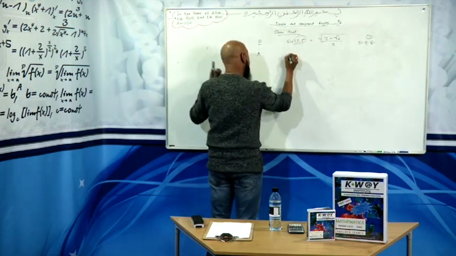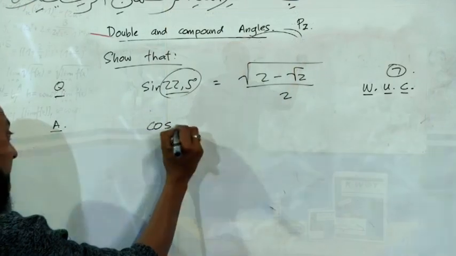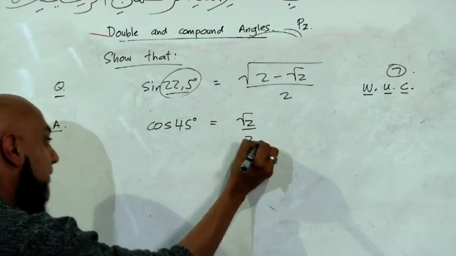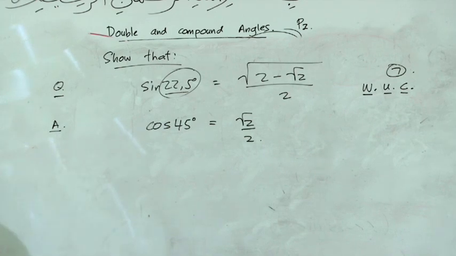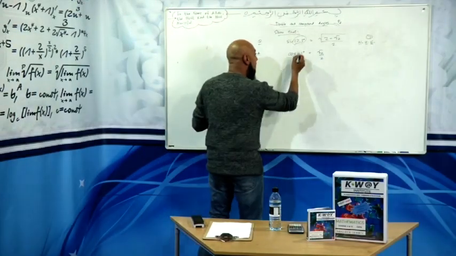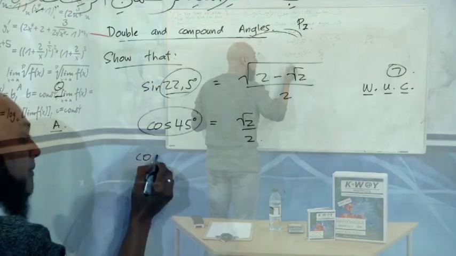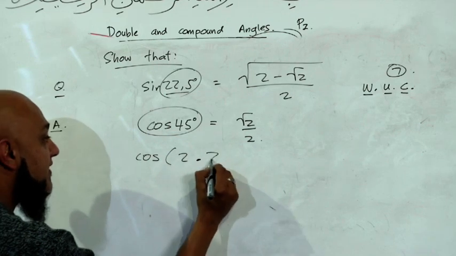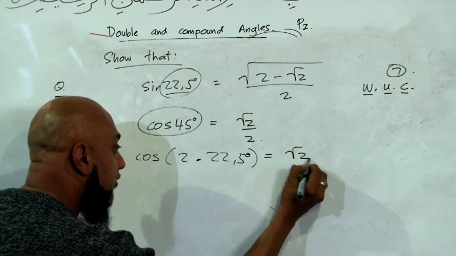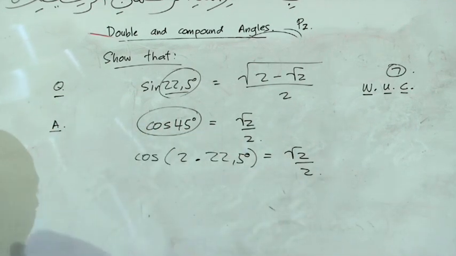Let's start. We're now going to go on to cos 45, because we know that cos 45 is also square root 2 over 2. Now you might be asking, why would you start with cos 45? Let me show you. Cos 45 will be broken up into cos of 2 times 22.5, which is also equal to root 2 over 2, your special angle.